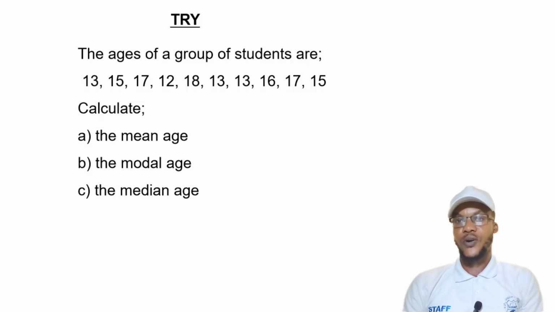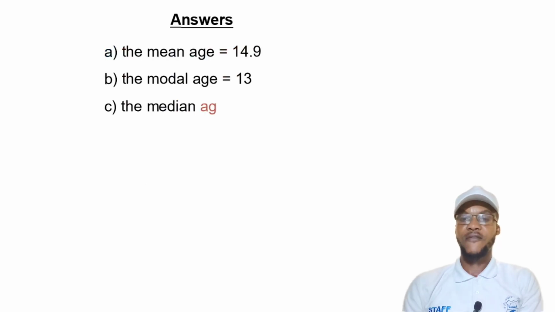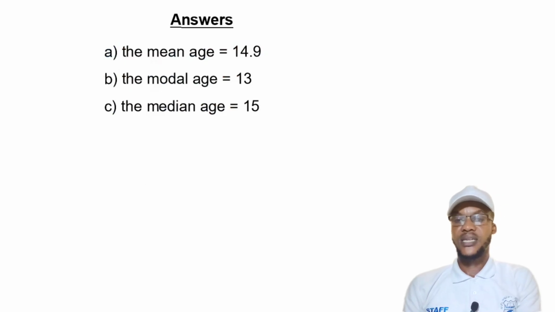All right, so let's compare. Let's check our answer. As I said, I'm giving you the final answers. So this is what we have. Compare: if your mean is 40.9, mode is 13, and median is 15, if you got the same, then bravo, you've done well. That's good. So if that's the case, then let's move on.